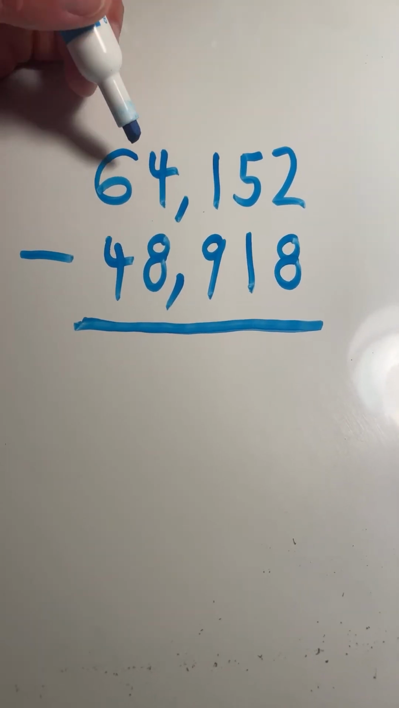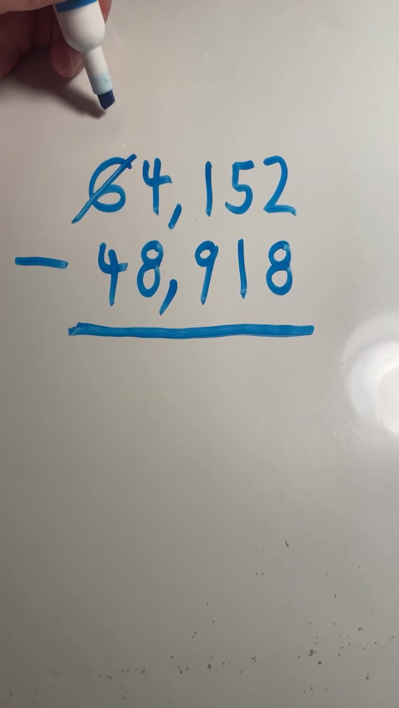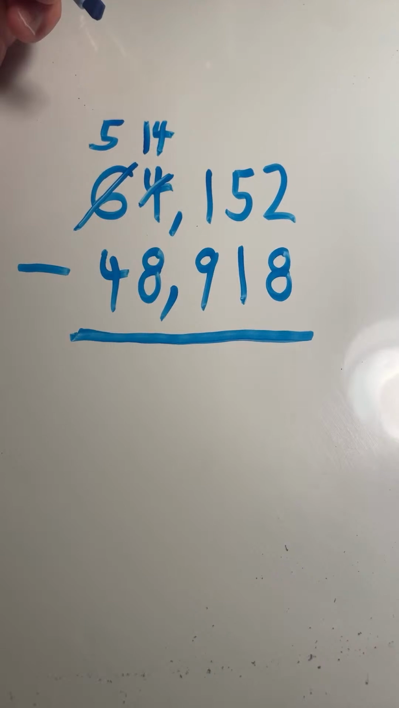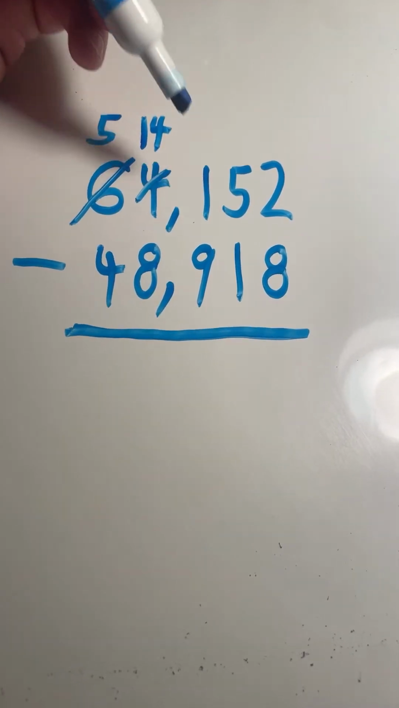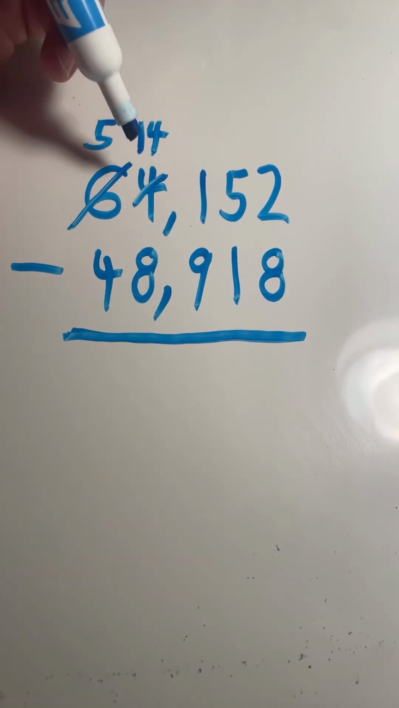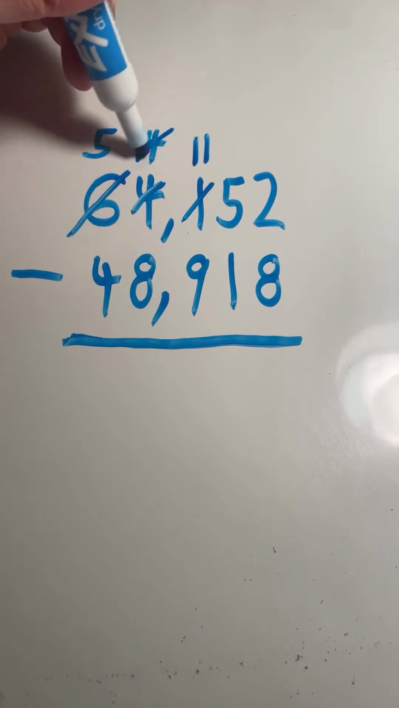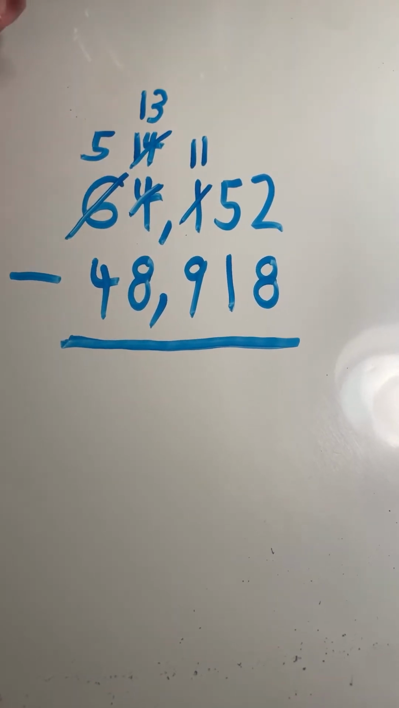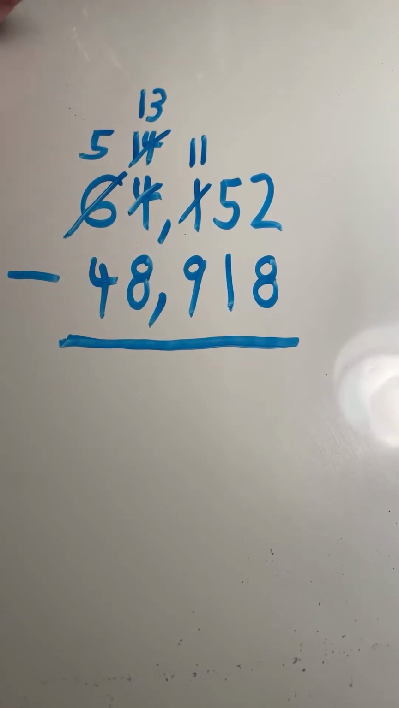So to regroup in the thousands place, we're going to take a 10 from the 10,000s place. The 6 is going to become a 5. The 4 is going to become a 14. Looking in the hundreds place, we have to take a 10 from the thousands place, so the 1 is going to become an 11. And then the 14 is going to become a 13. It's always add 10 to the column that needs to be regrouped, and then take away a 1 from the column to the left.